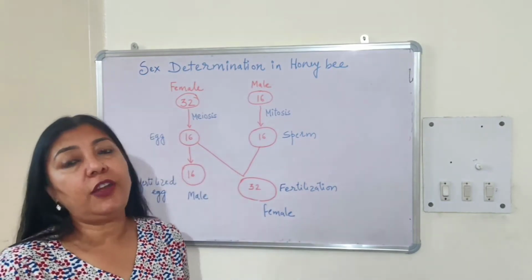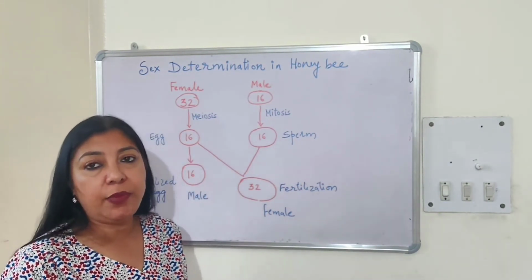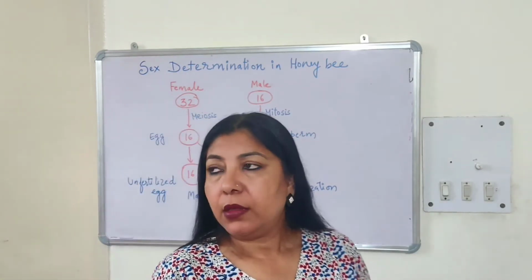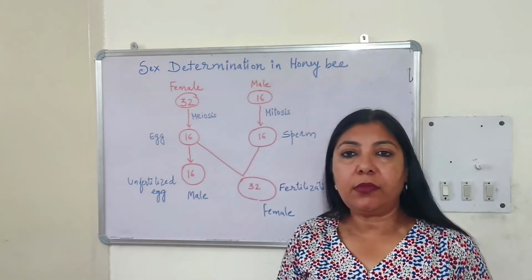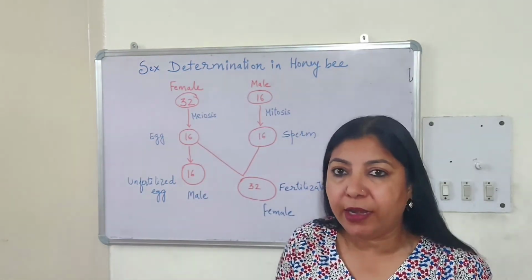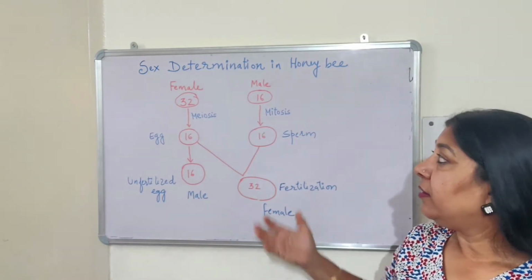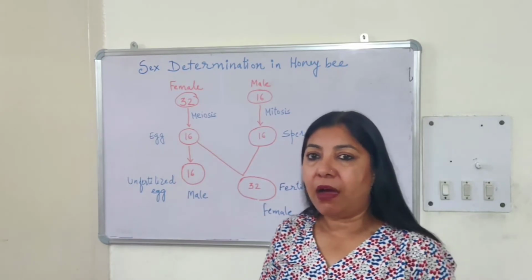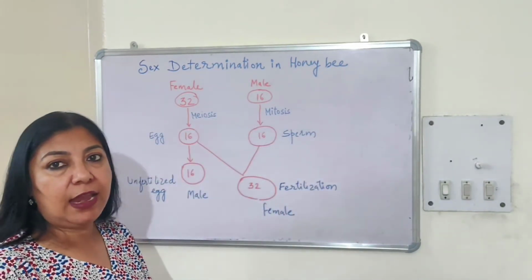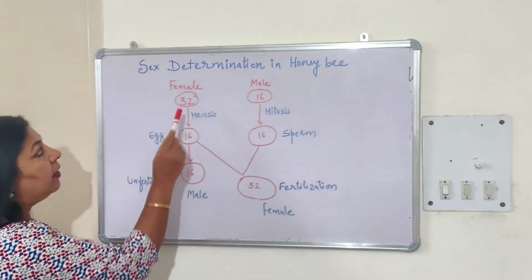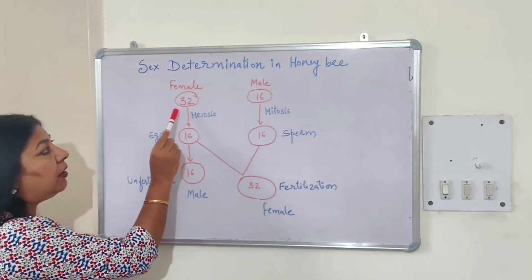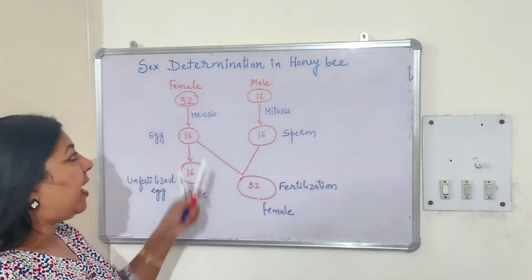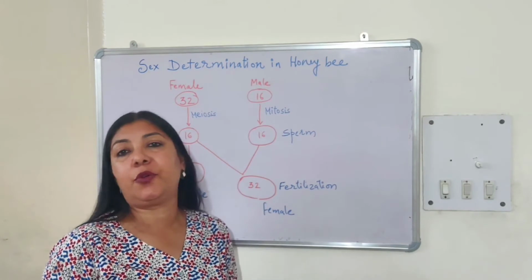Now let us study a different mechanism which is shown by honeybees and other insects like wasp, termite. They show a different type of mechanism which is known as haplodiploidy. Here the females are diploid, whereas males are haploid. Let us see with the help of this flowchart. Now females have got 32 chromosomes. They are diploid, whereas males have only 16 chromosomes.